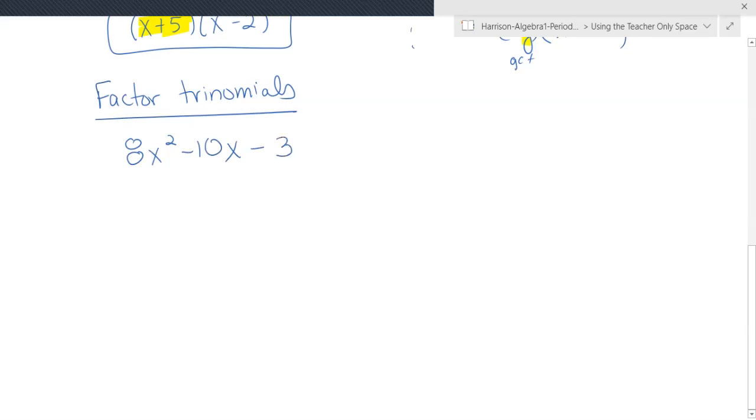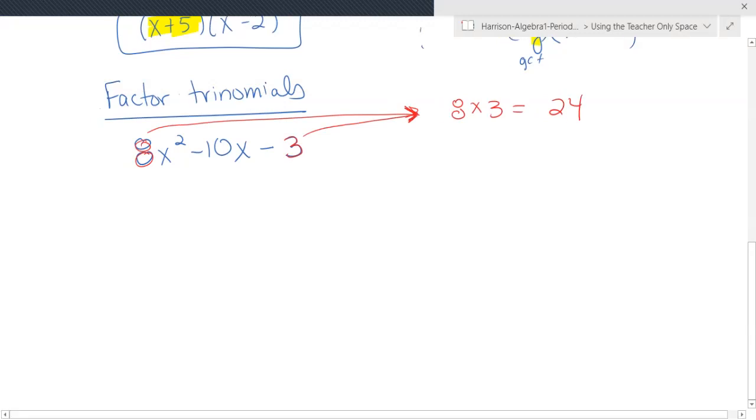Okay, so again, here is how I teach it. I'm going to pick a different color here. So what I want to do is take the first term and the last term. In other words, I'm going to take the coefficient of the first term, which is an 8, and the constant, which is a 3, and multiply those together, disregarding the signs. So we're just going to take that leading coefficient and the last term and multiply them together. Now, we're going to list all factor pairs.